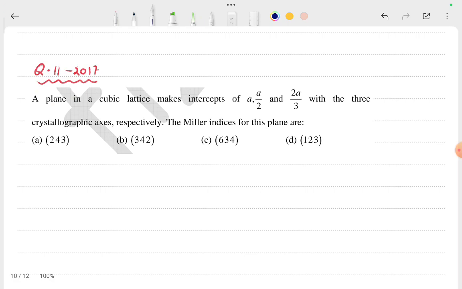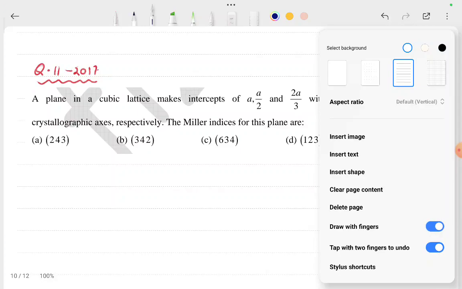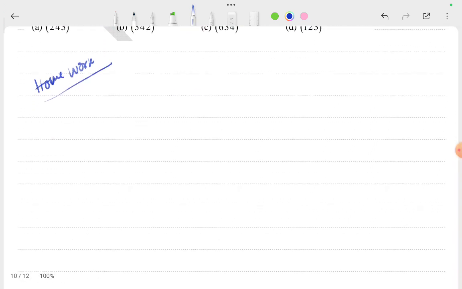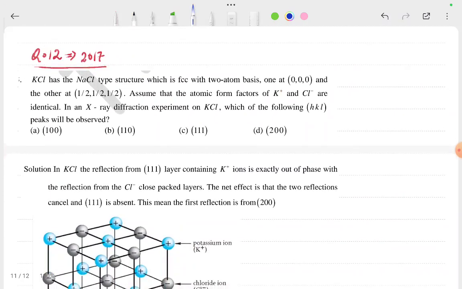I think you should be able to do this, right? A plane in a cubic lattice makes intercepts with the 3 crystallographic axes respectively. The Miller indices of these planes are, etc. This is your homework also. You can do it. All are homework. You got some homework questions here. Just solve all the homework questions.